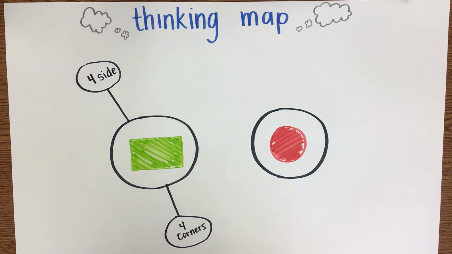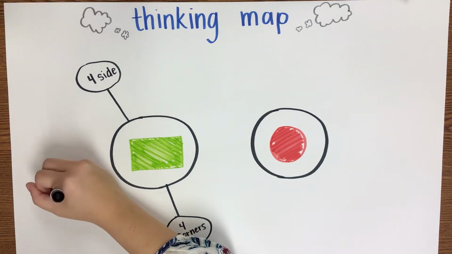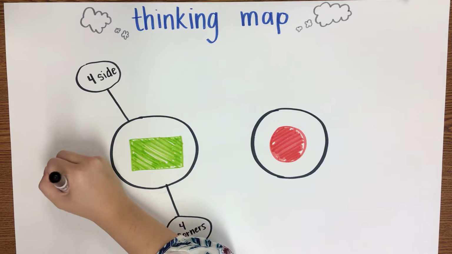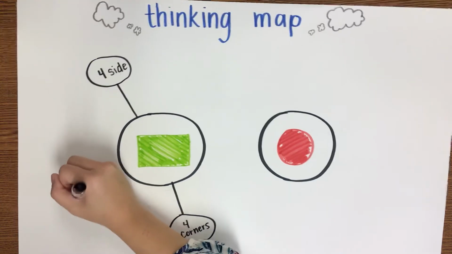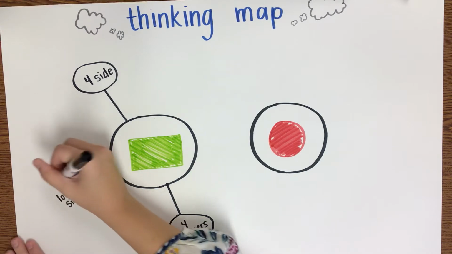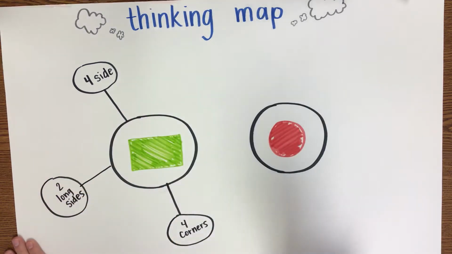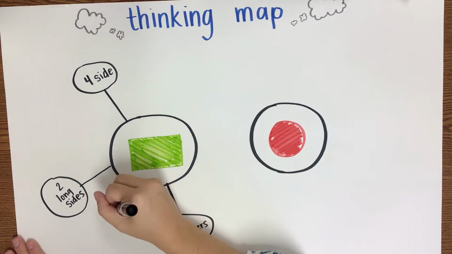But there's other shapes that have 4 sides and 4 corners. So what else? It has how many long sides? 2 long sides. And it has 2 short sides.